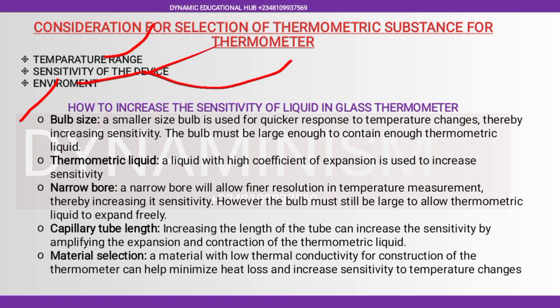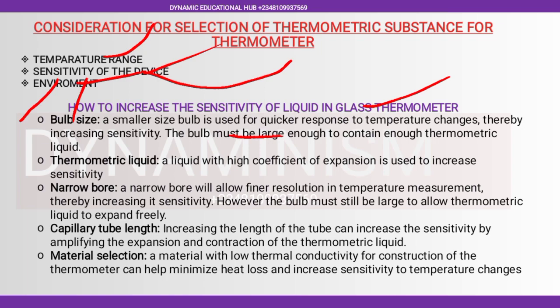Now, how do we increase the sensitivity of a liquid-in-glass thermometer? The first one is the bulb size. You have a bulb where you are going to put your liquid. A smaller size bulb is used for quicker response to temperature changes, thereby increasing sensitivity. The bulb must be large enough to contain enough thermometric liquid, which means the bulb must be small, but it must not be too small, so that you have enough thermometric liquid inside the bulb.